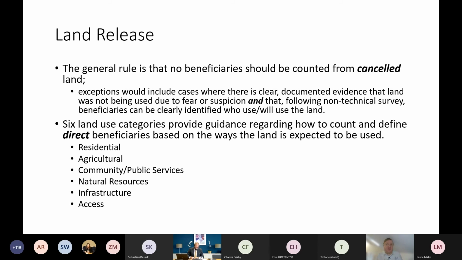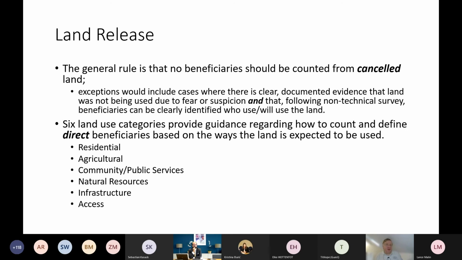Now, there are some exceptions to that, and we will allow counting of beneficiaries where it is clear that land use is going to come about as a result of that cancellation process, and certain other circumstances where it is clear that we can identify and document what those benefits are to actually changing that status. But in general, what we're talking about really is land that is released through a technical process, through clearance and through technical survey, where there is clear evidence that the land was contaminated.